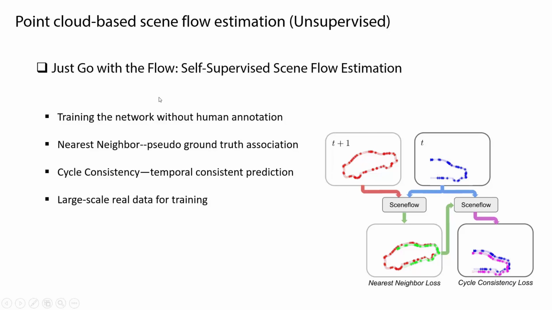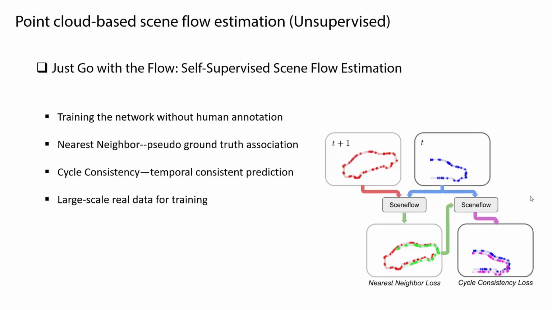Now we have seen two supervised methods for point cloud-based scene flow estimation. However, as I said before, learning-based methods for scene flow were trained primarily on synthetic datasets, which limited the effectiveness of such methods in real settings. To overcome this problem, some researchers proposed the unsupervised methods for scene flow estimation. Their framework can train the neural network without any human annotations and can mimic the supervision created by human annotation using their losses.